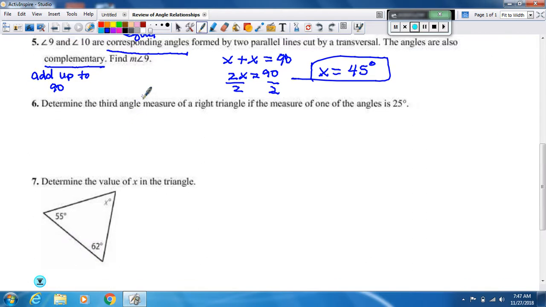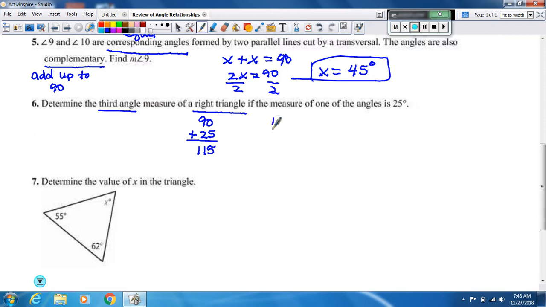Determine the third angle measure of a right triangle. Okay, a right triangle has a 90-degree angle in one of them, and one of the other measures is 25. So the two pieces of information they gave us for the triangle are 90 and 25. That adds up to 115. They want the third angle.